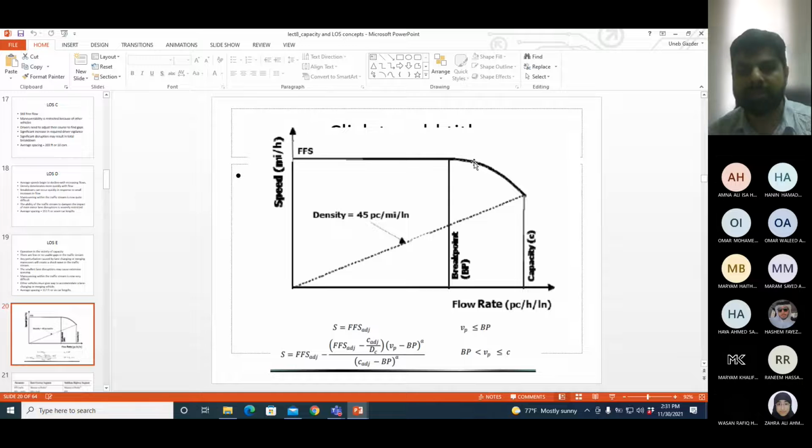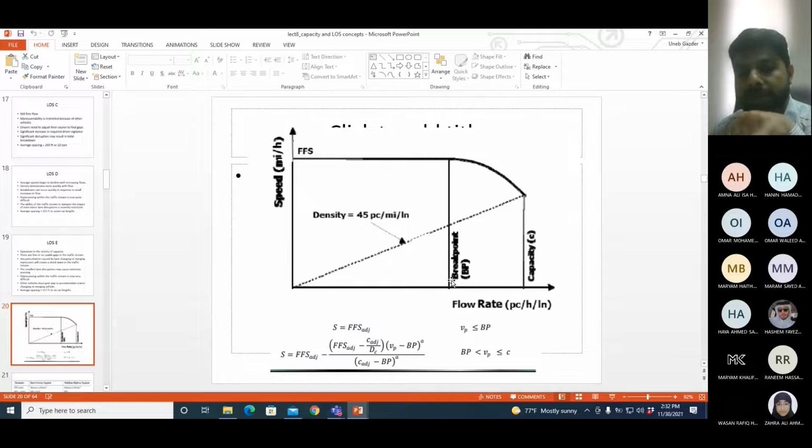Then after level of service C, you have D and E, and you can see the reduction in speed as well. The last point on the curve is capacity. The point up to which the graph is a horizontal line is called the breakpoint, BP. It is the range of flow up to which the speed doesn't drop from the free flow speed value. And the last point of the curve is capacity, which is denoted by C.